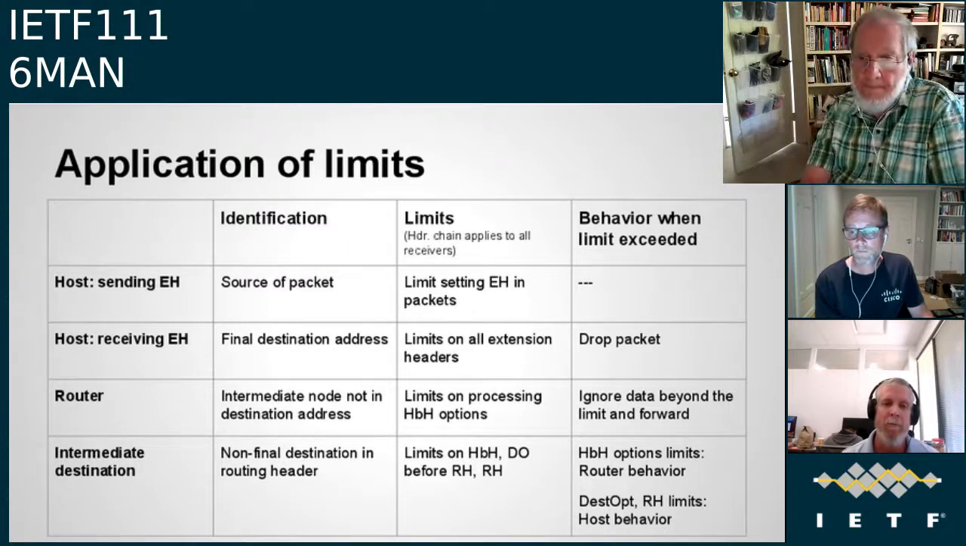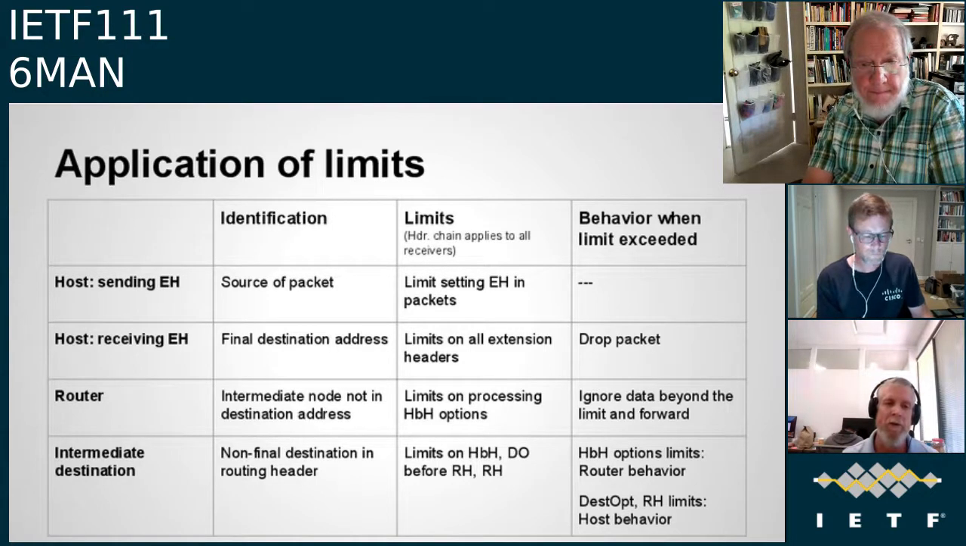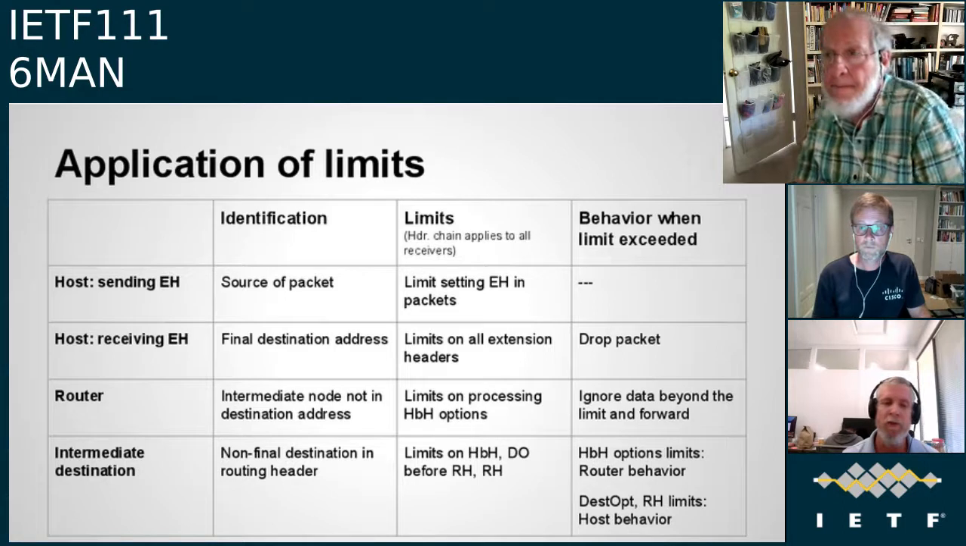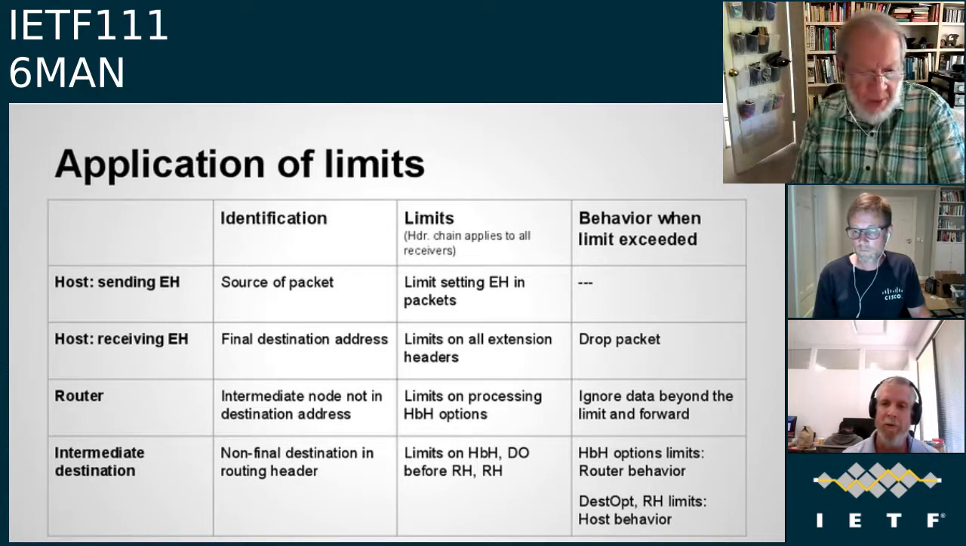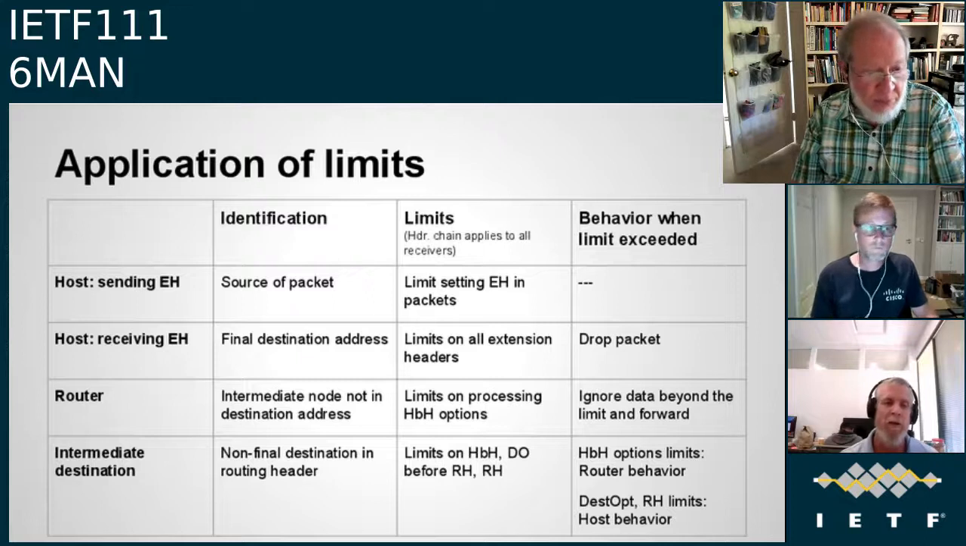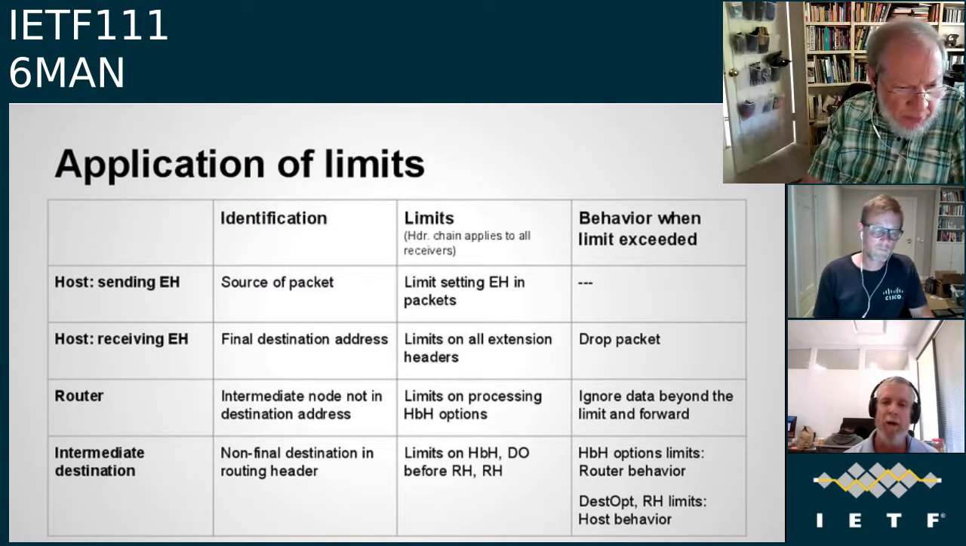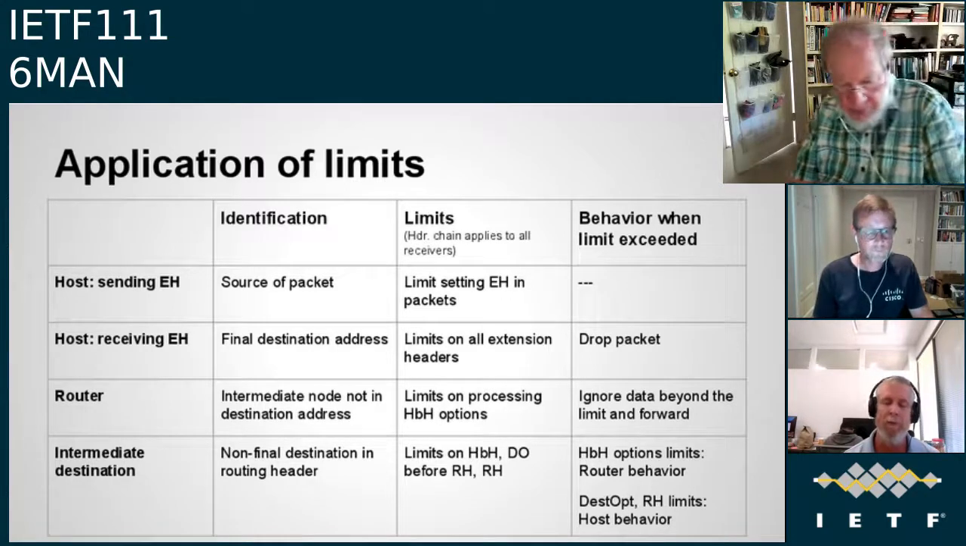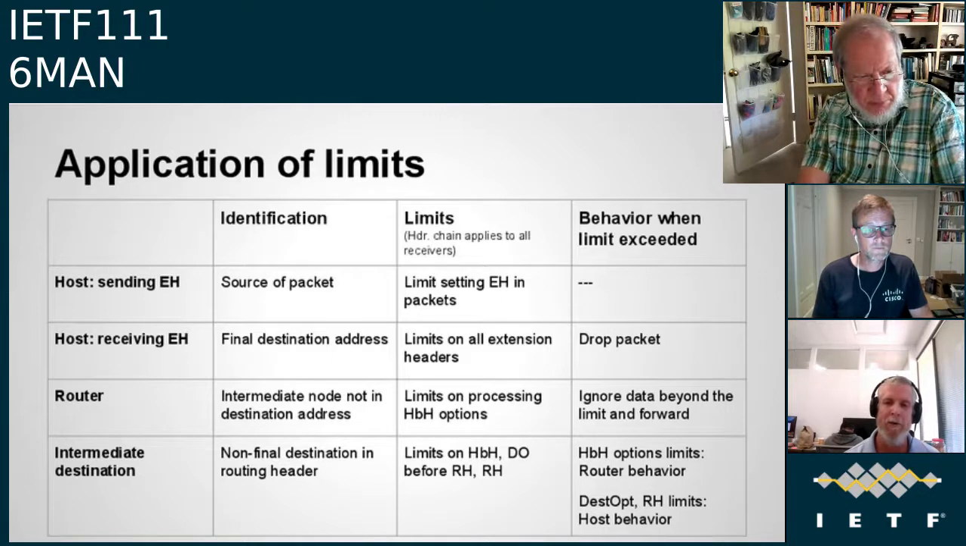So the types of application of limits is important. We have one case of sending limits, where only the host sends extension headers, and then we have to consider 3 dimensions of receivers. For each of these, we can apply limits. And then an important question is, for each of these senders or receivers, what is the behavior when the limit is exceeded? For a host sending extension headers, it's simply the limits that the host is allowed to send. So they can send packets with some number of bytes of extension headers, some number of hop-by-hop options. Sending limits are typically like that.